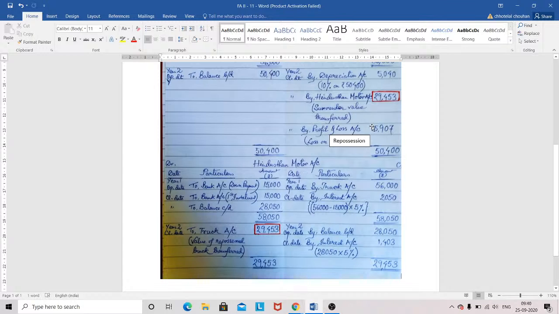You don't need to think so conceptually to do the journal entry. Simply add up the credit balance. That particular balance has to be the value of the repossession, so transfer it to the particular asset account, the rest of the thing is your profit or loss account, so it is loss on repossession simply. So this is your complete repossession. If you have any doubt please tell me.